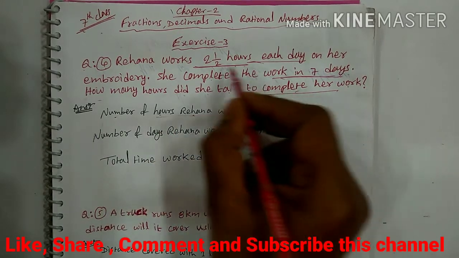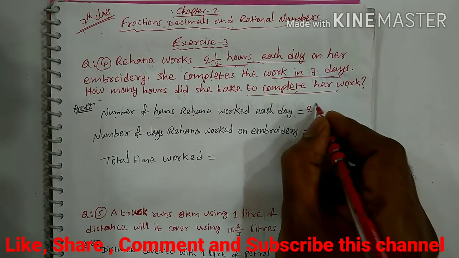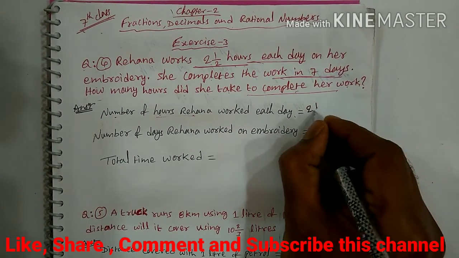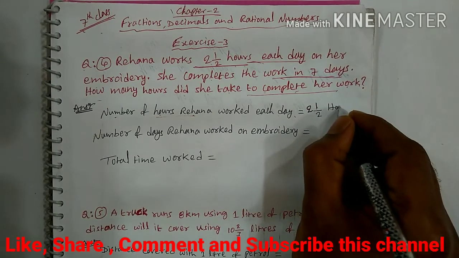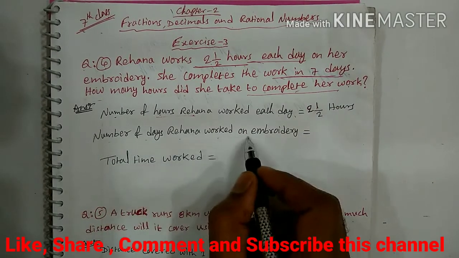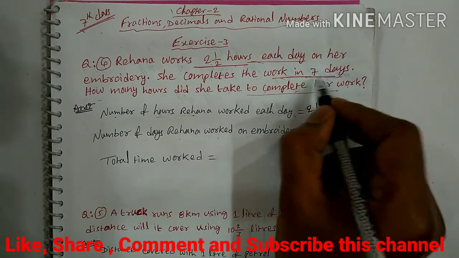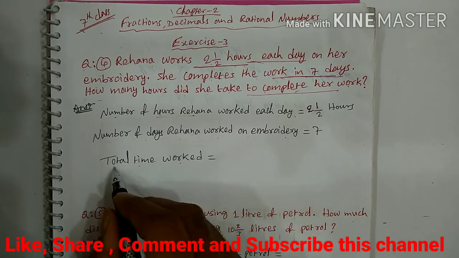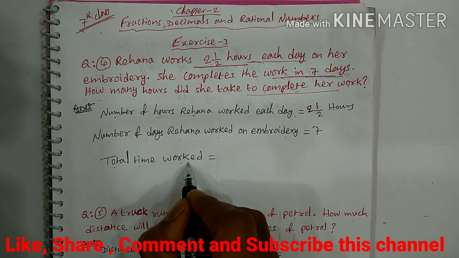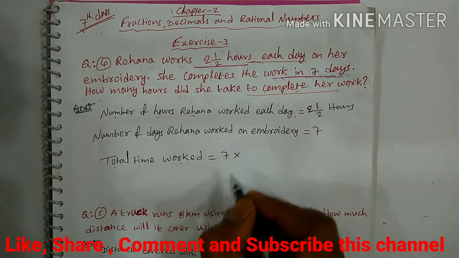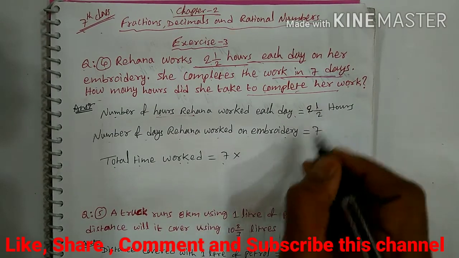Here the number of hours Rehana worked each day is given as 2.5 hours. The number of days Rehana worked on embroidery is 7 days. Total time worked, how much time did she work? Here it is 7 days, each day 2.5 hours.